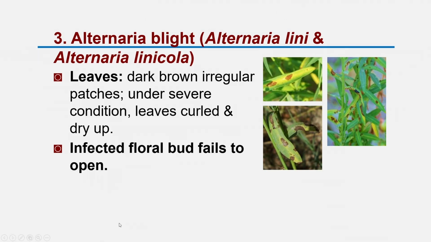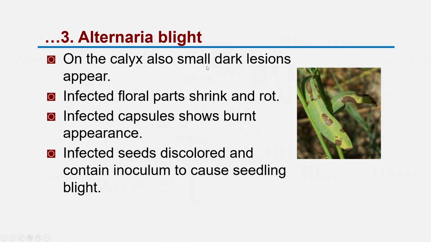Infected floral buds fail to open. On the calyx also small dark lesions appear. Infected floral parts shrink and rot. So, there can be rotting of the flowers. Infected capsule shows burnt appearance. Infected seeds are discolored and contain inoculum to cause seedling blight.